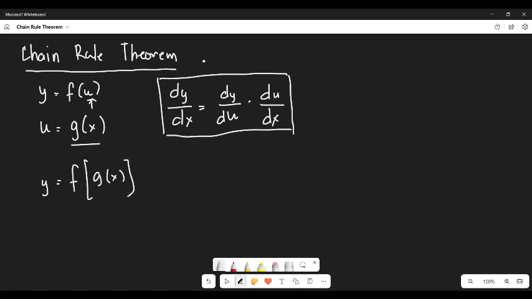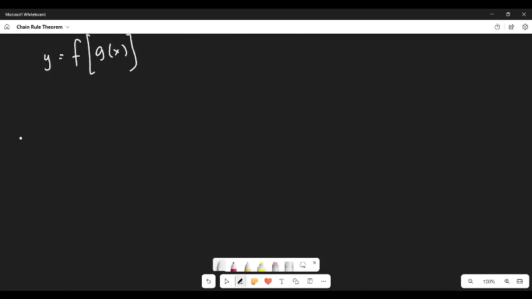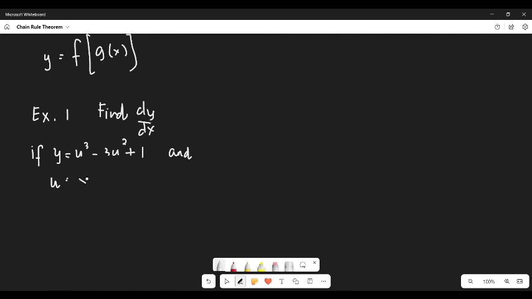Let's try to do some examples. For example number 1, find dy/dx, or the derivative of y with respect to x, if y is equal to u cubed minus 3u squared plus 1, and the function of u is equal to x squared plus 2.